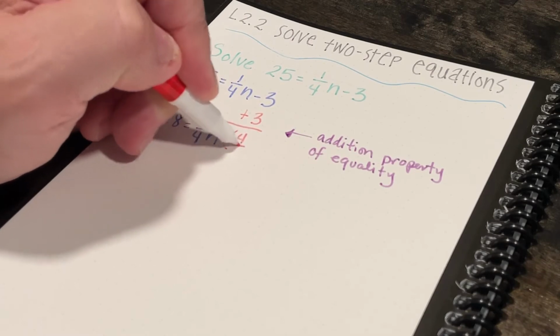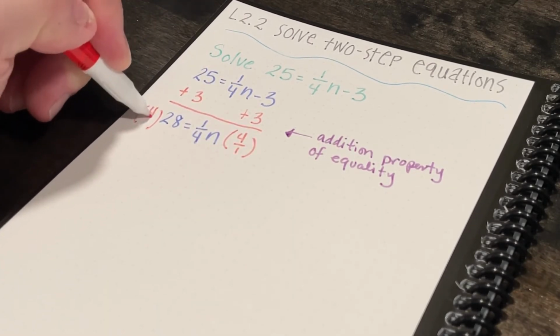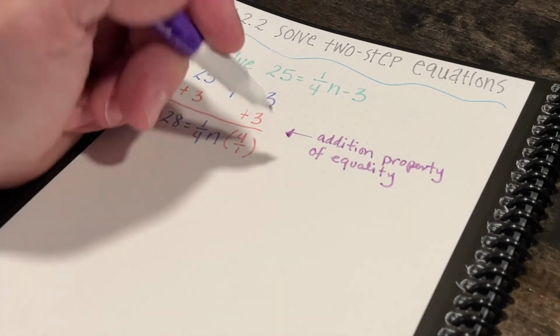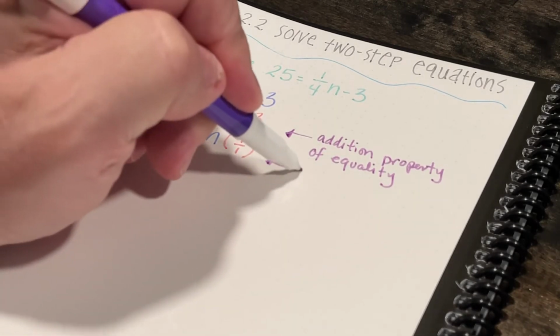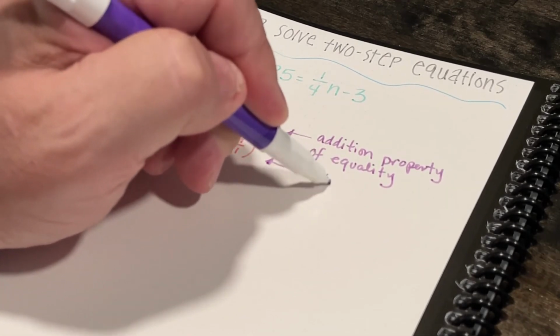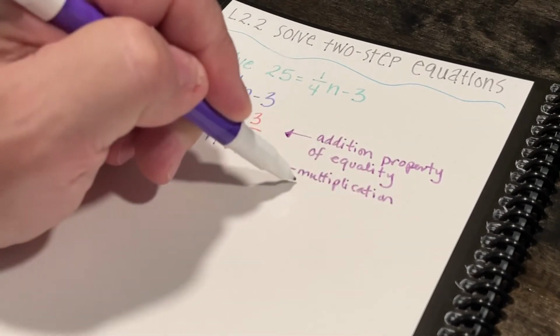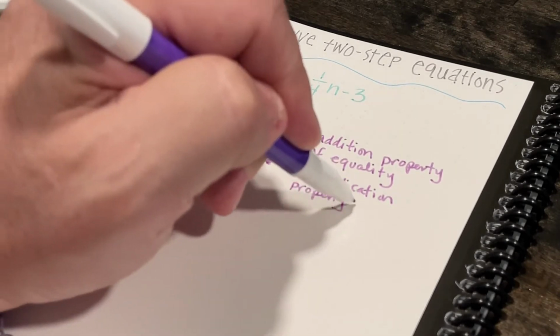Now I'm going to multiply both sides of my equation by 4 over 1, which is the multiplicative inverse of 1/4. I'm using the multiplication property of equality to make sure that my equation stays balanced, it stays equal, even though I'm doing something to both sides of the equation.